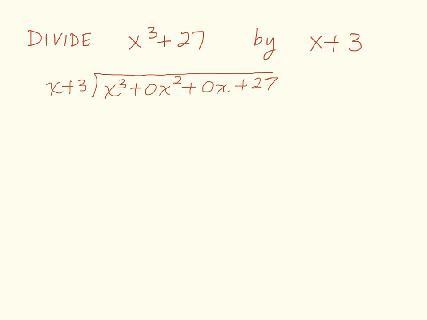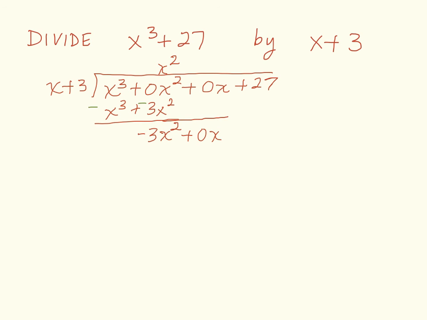All right, x goes into x cubed, x squared times. X squared times 3 is 3x squared. X squared times x is x cubed. We're going to subtract and subtract. All right, so 0x squared minus 3x squared is negative 3x squared. Okay, the x cubes are going to cancel. I bring down the 0x.